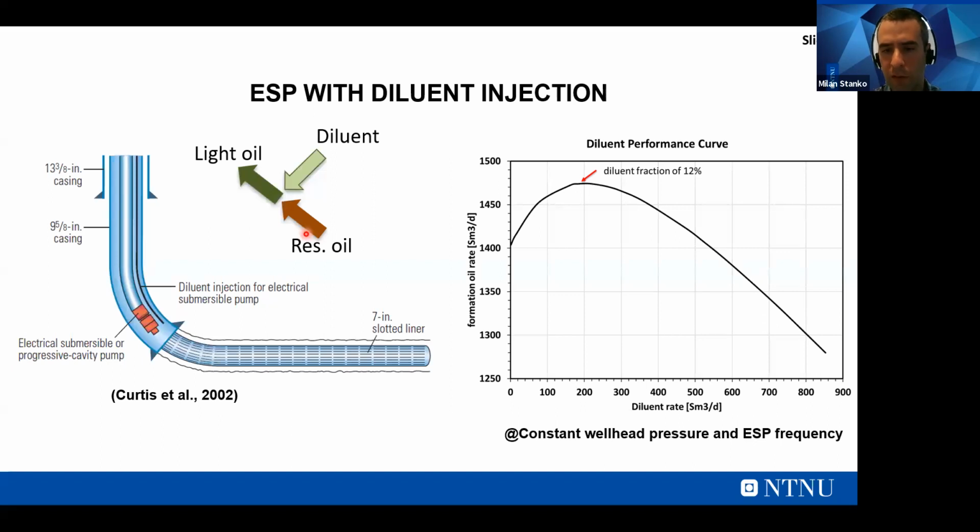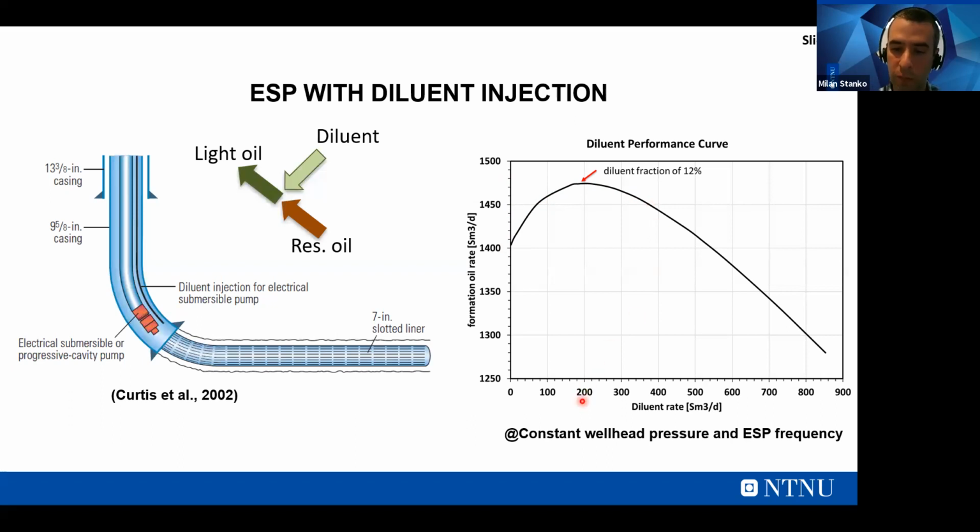This is similar to what you have in gas lift. Here this depicts the oil rate that you get from the reservoir, from the formation, and then you have how much you're injecting, and this graph is made at a constant wellhead pressure and a constant ESP frequency. So you see, if you start increasing the diluent, you get some increase, but be aware, you're probably not going to become a millionaire from this increase. It's very modest compared to other things. And then after you pass some point, the diluent doesn't help that much, because you're adding more liquid, and you're increasing the friction losses because you're carrying more liquid in the system.